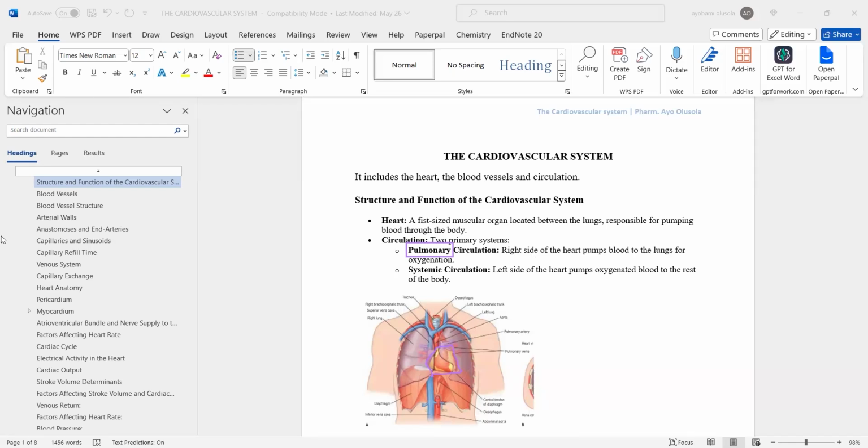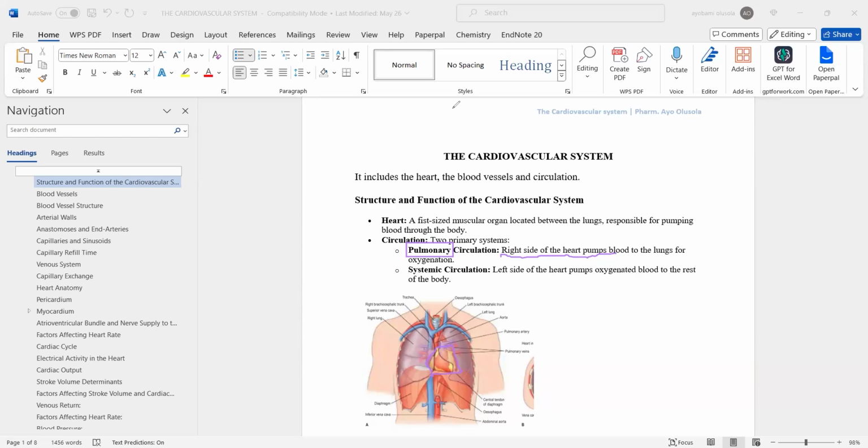So just take note of that: the right side of the heart is involved with pulmonary circulation. And what it does is that it pumps blood to the lungs for oxygenation. When we breathe in oxygen, it goes into the lungs, and the part of the lungs where it goes into is the alveoli.